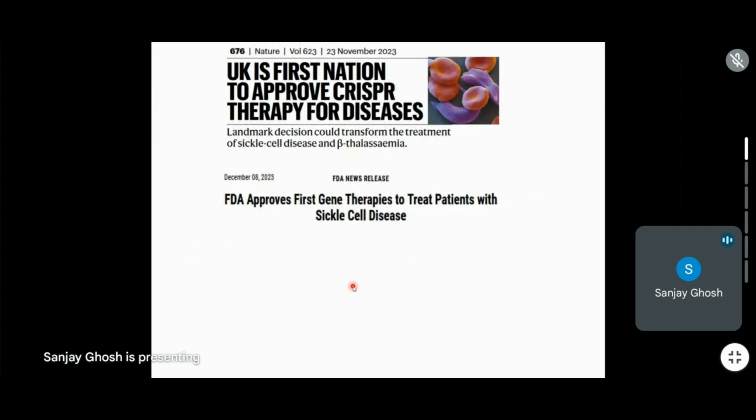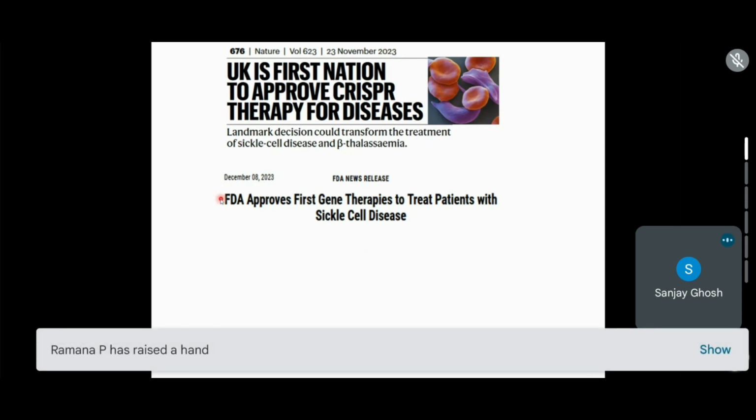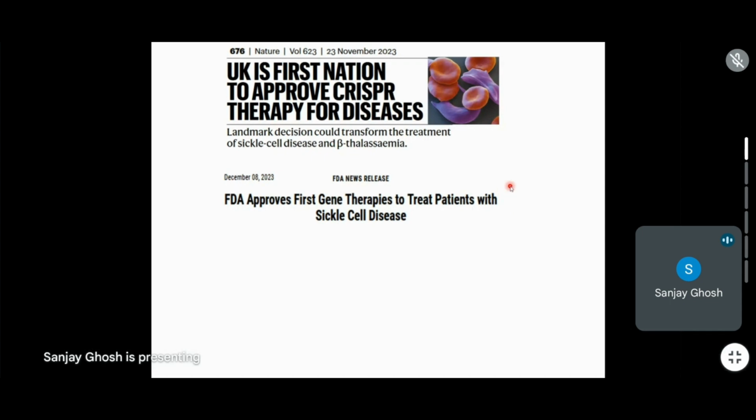But now, recently, you must have heard that in November 2023, just a few months back, the UK was the first nation to approve a CRISPR-based therapy. This was to target sickle cell and thalassemia, and it has been approved for use in humans. Soon afterwards, in December, the FDA also approved the same CRISPR-based gene therapy for sickle cell disease.